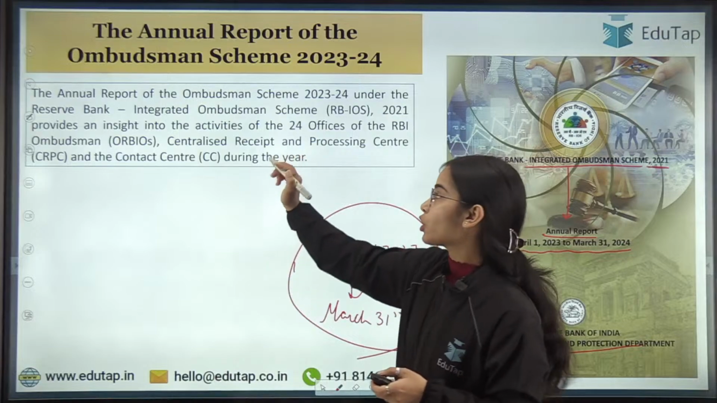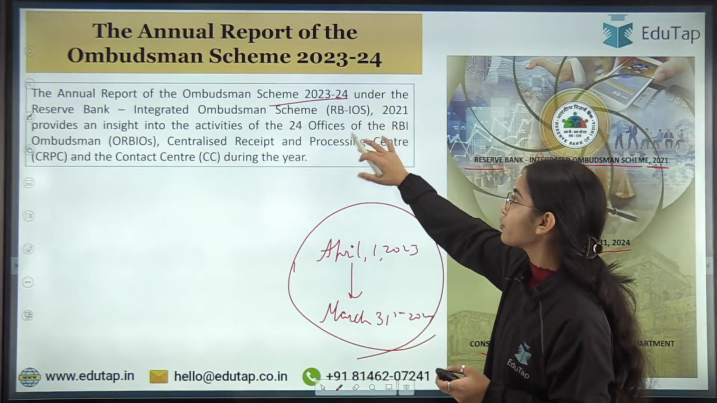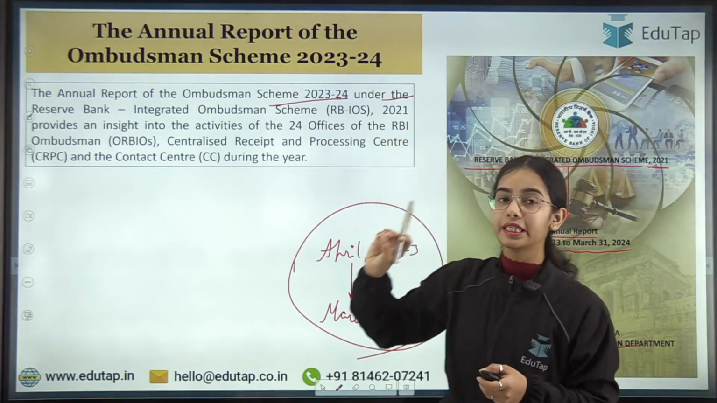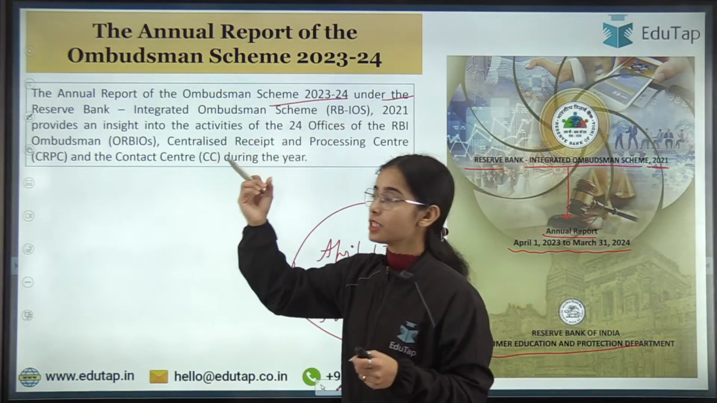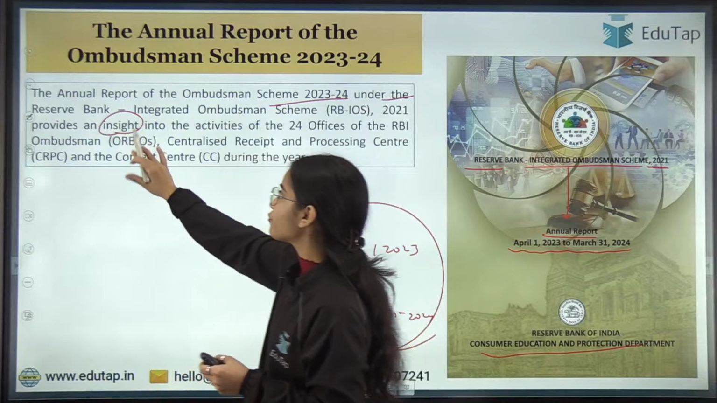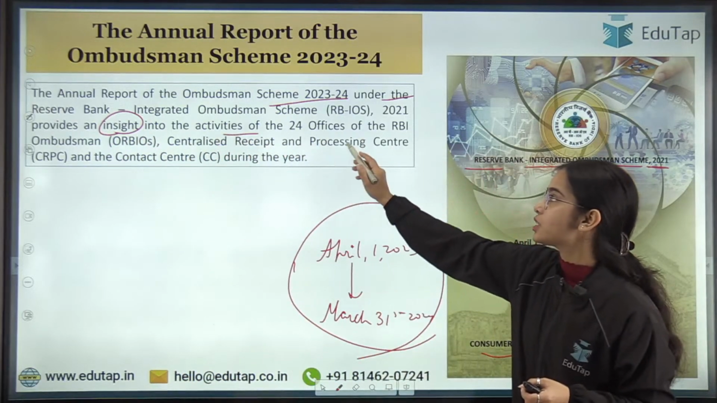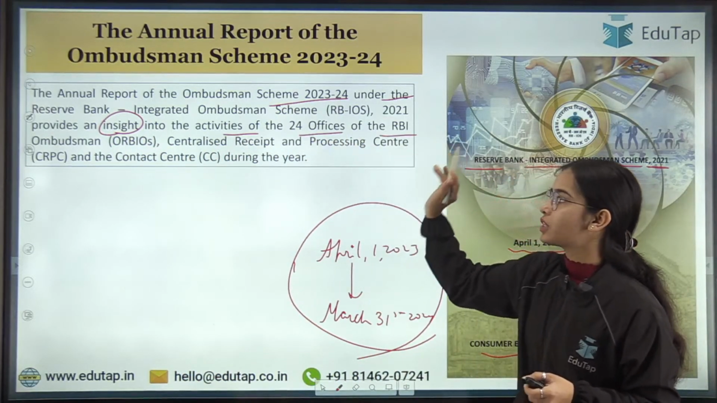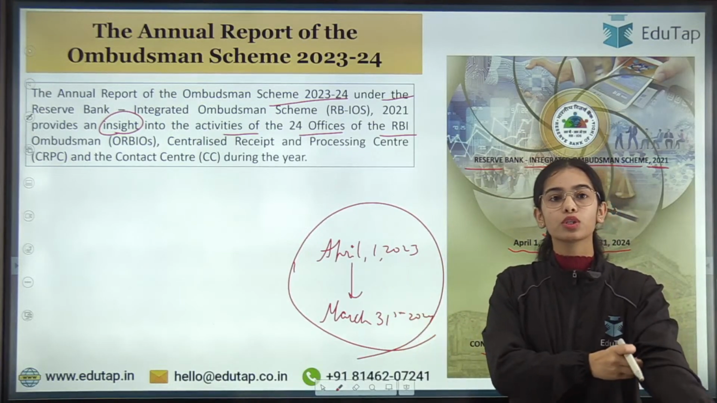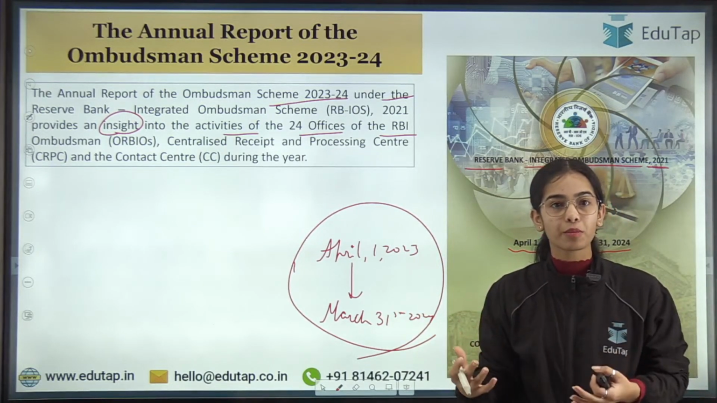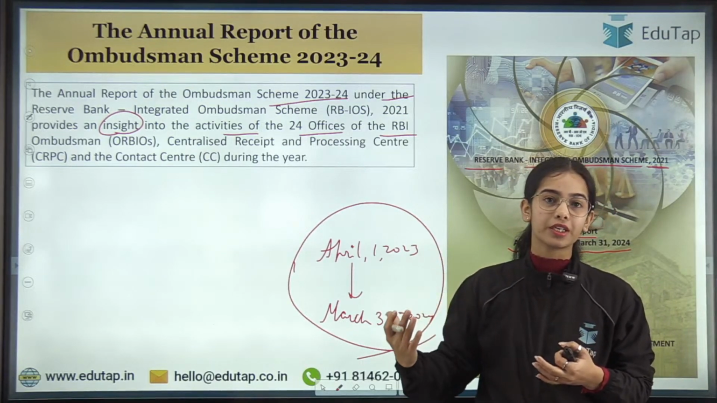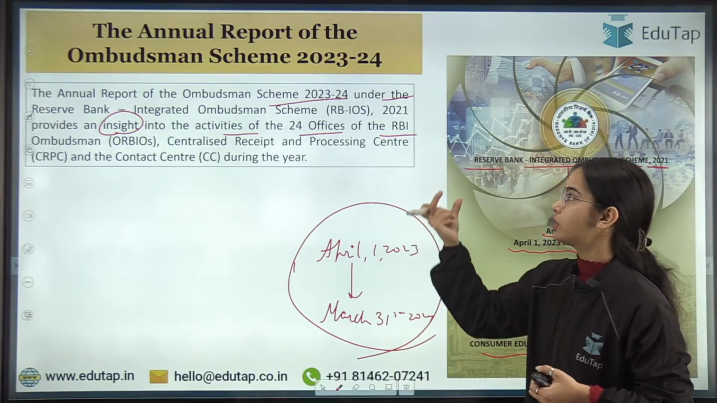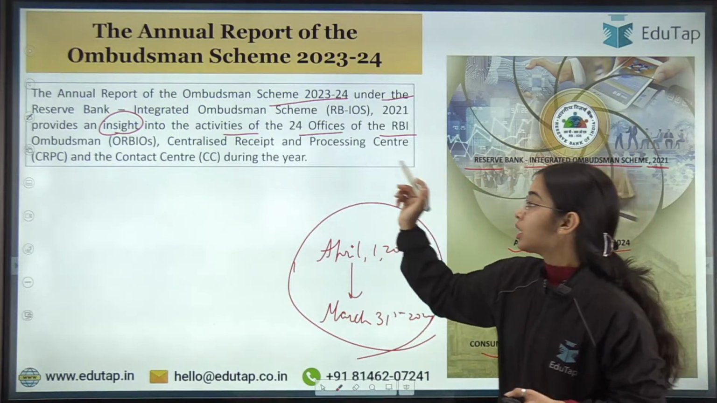Now the annual report of the Ombudsman Scheme 2023-24 under the Reserve Bank Integrated Ombudsman Scheme of 2021 has been released. This provides insight and information into the activities of the 24 offices of the RBI Ombudsman. So the report provides information regarding the activities and the complaints that have been addressed by the 24 offices of the RBI Ombudsman.